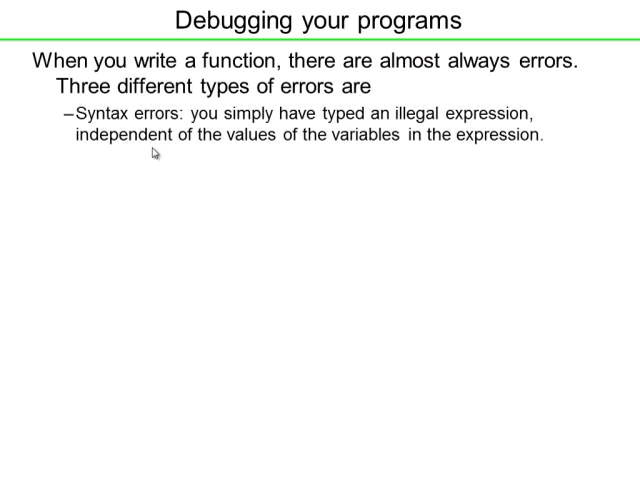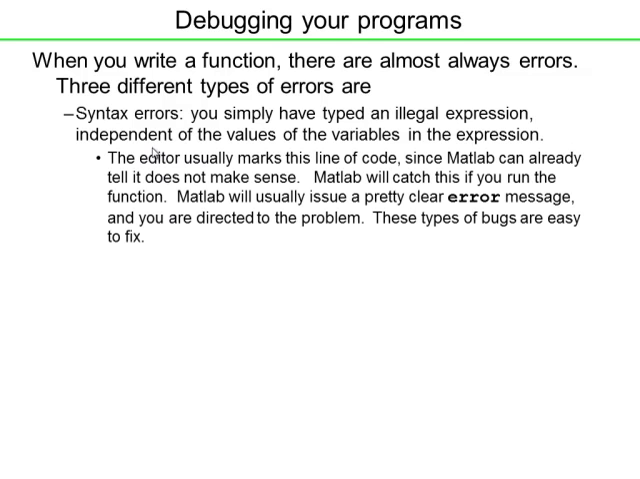How do you debug your programs? When you write a function, there's almost always errors. There are three different types of errors. There's syntax errors. You've simply typed an illegal expression that has nothing to do with the values of the variables in the expression. Parentheses are in the wrong place, not enough square brackets, something is illegal. The editor usually marks this line of code since Matlab can already tell it doesn't make sense. And Matlab will catch this if you run the function, and it'll give you an error statement. It may not even let you run the function. These are easy to fix. You just have made an undecipherable command.